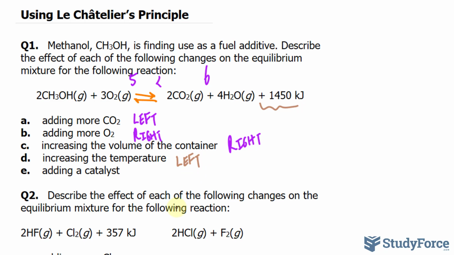And finally, adding a catalyst. A catalyst is a substance that will lower the activation energy for a reaction. And when a catalyst is added here, there will be no change in the equilibrium mixture.